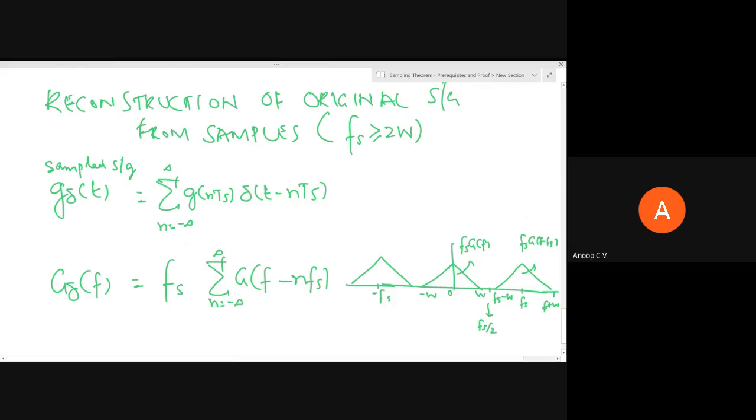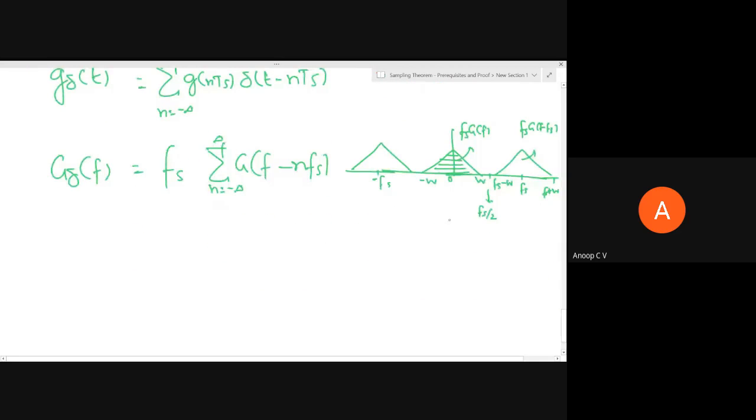We are interested only in this part. This is the original spectrum of the message signal, scaled by an amount fs. So to get back the original message signal, I should pass it through a filter which has a frequency response like this. As this is scaled by fs, the magnitude should be 1 by fs, which is equal to Ts. And it should at least allow from minus w to w.